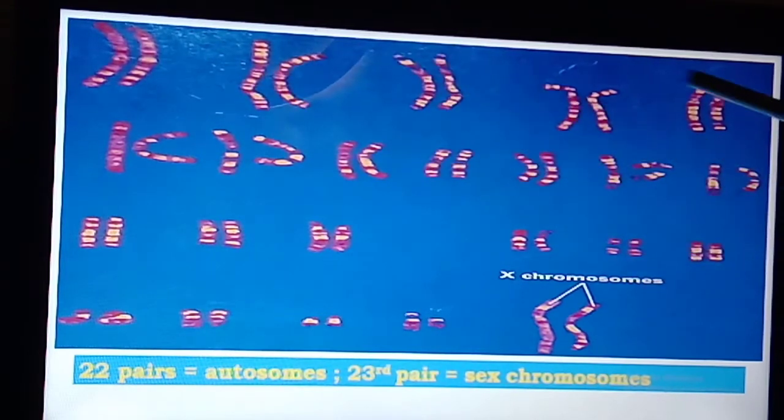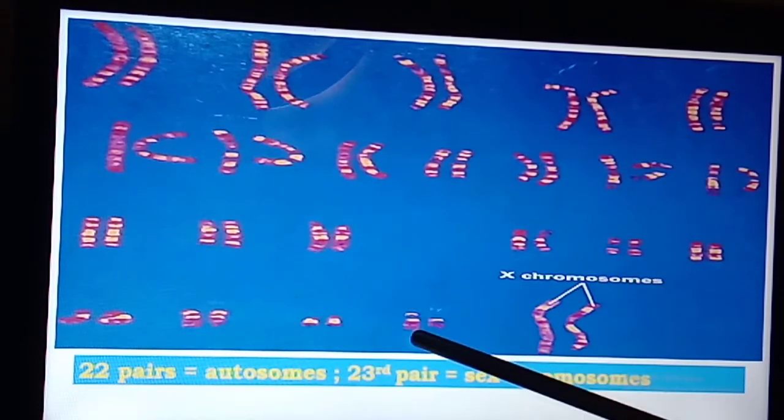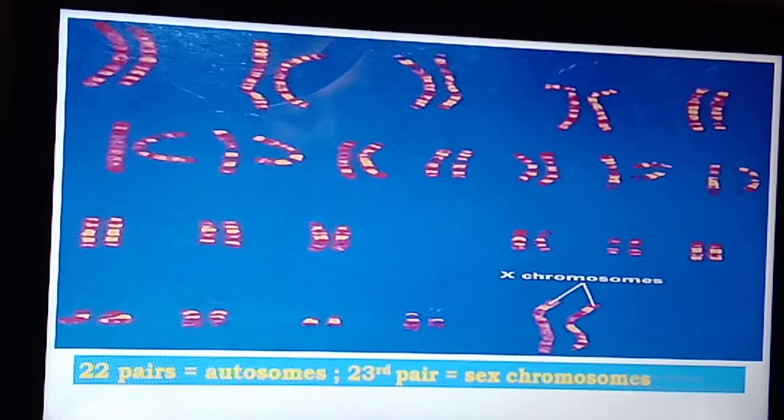The first 22 pairs of chromosomes are autosomes or body chromosomes. The last pair of chromosomes refers to the sex chromosomes. Sex chromosomes identify the sex or gender of a person. If the sex chromosomes have 2 X, it means that the person is female. On the other hand, if the sex chromosomes have 1 Y and 1 X, it means that the person is male.